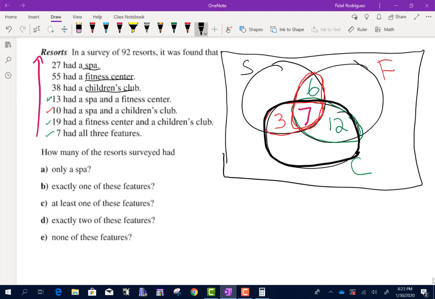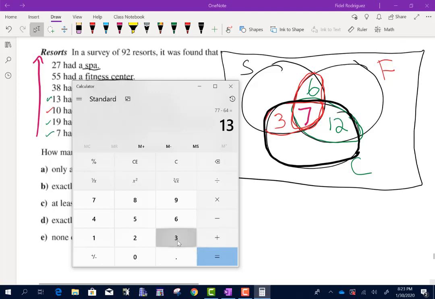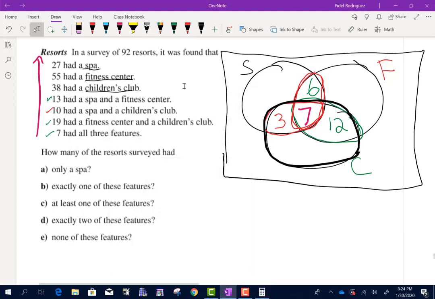So 3 plus 7 is 10, plus 12 is 22, okay? So there's a total of 38. I'm going to take 38 minus 22, okay? That's going to give me 16. So that's telling me that the number right here is going to be 16, because if I take all those numbers inside that circle and add them up, it'll give me the number 38. Okay.